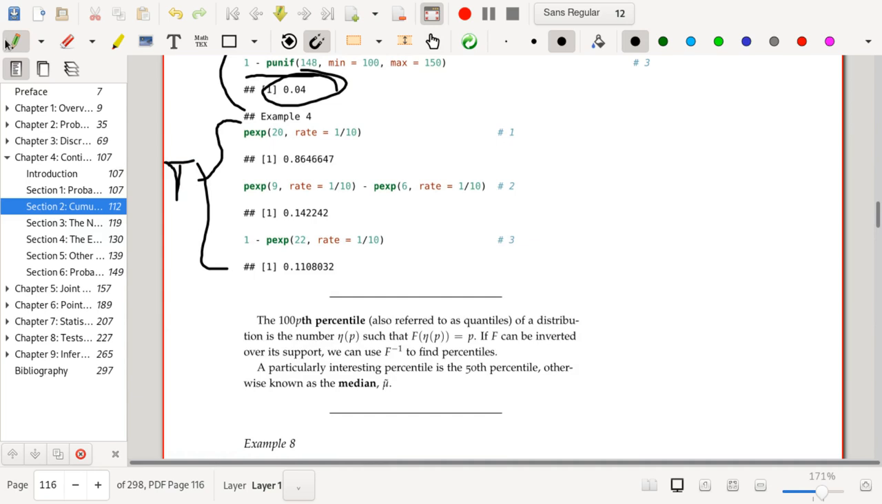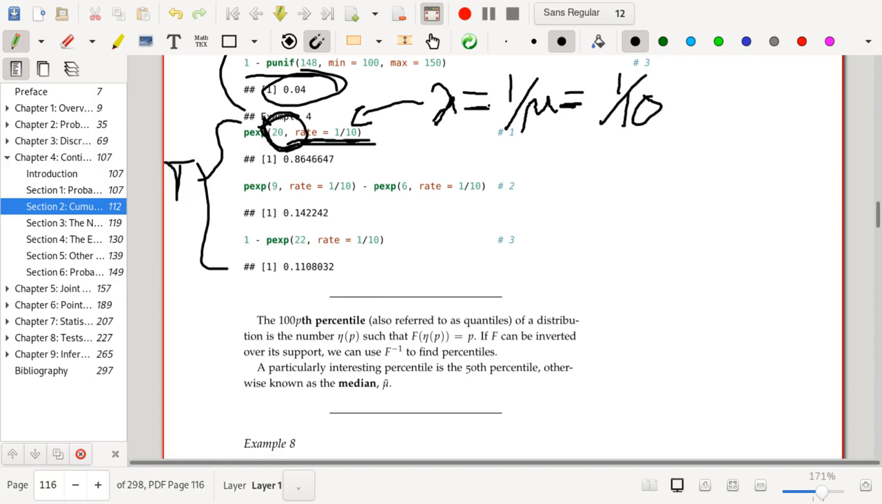Another thing that we've got is the CDF of the exponential. We compute the CDF at 20, because that was basically what the first problem required. Remember, again, that we are plugging in the rate parameter for exponentials. The rate parameter is equal to 1 divided by the mean parameter, which was 10, so this is 1 over 10. Hence, you plug in 1 over 10. Here is the second part, the CDF at 9 minus the CDF at 6, and here is the third part, 1 minus the CDF at 22.